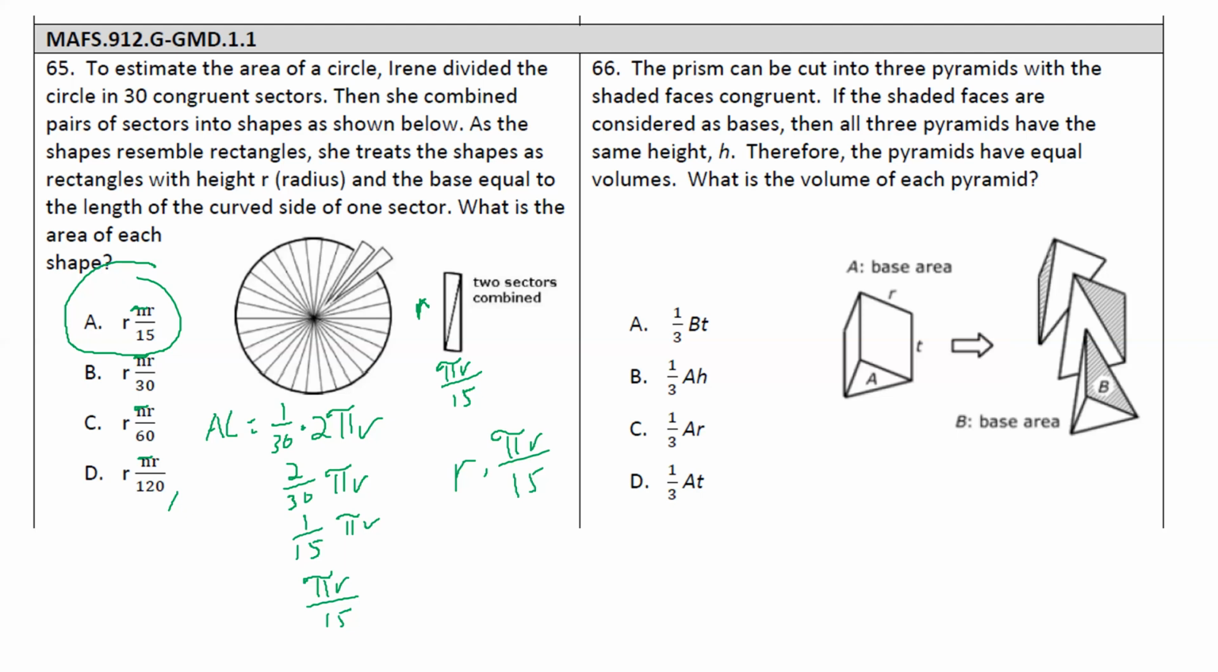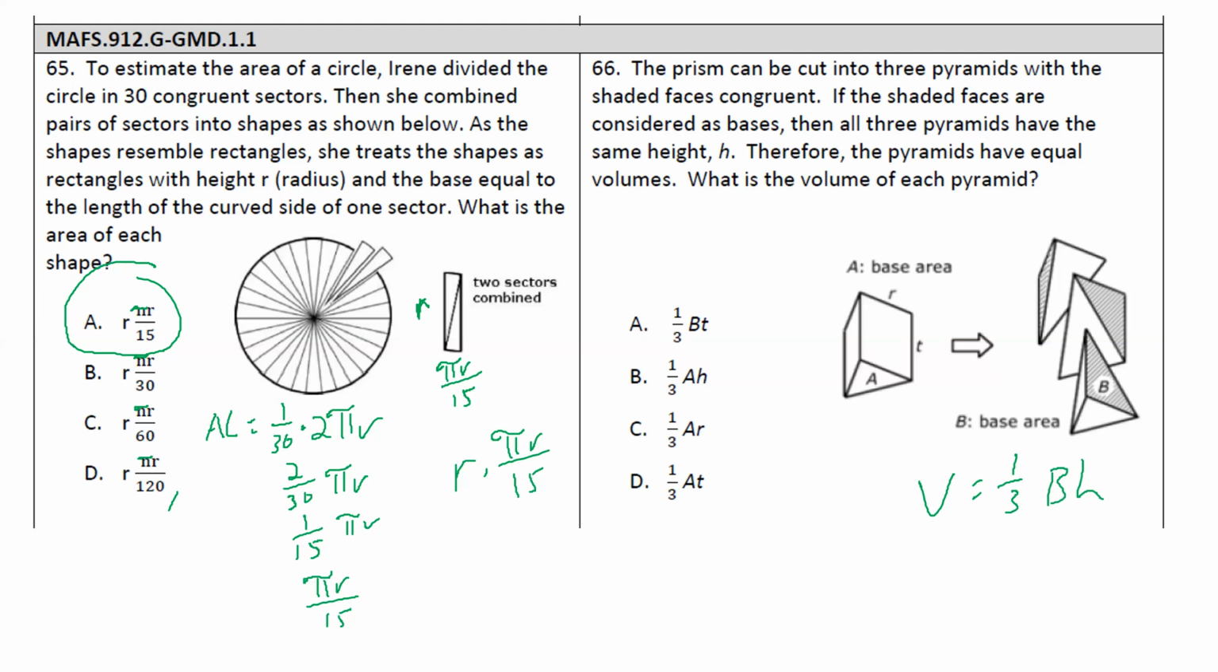On 66. Now, I don't really like the way they did this question, but they took the prism, they separated it into 3 separate pyramids so they're all equal. They wanted to know what's the volume of each pyramid. Well, we have a formula for volume of a pyramid, and that's 1/3 base area times height. That's none of the answer choices that are here.